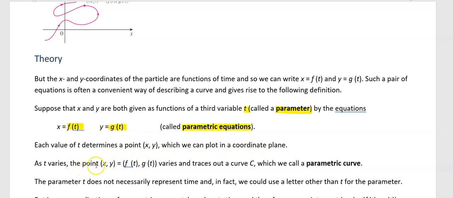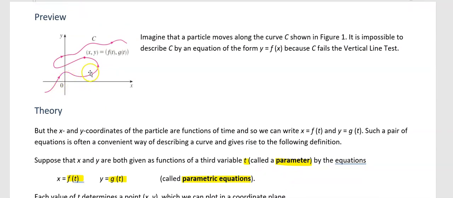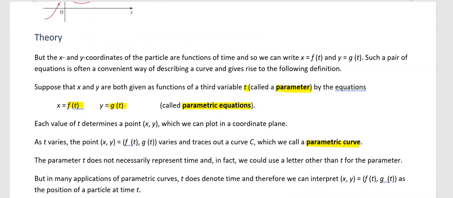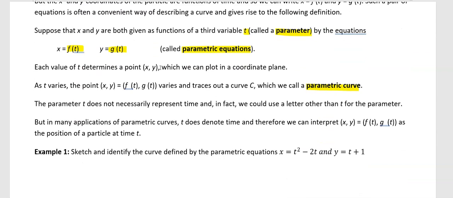As t varies, the point x y, which is f of t, g of t, varies and traces out a curve C, which we call a parametric curve. So this curve up here that we saw in the beginning could be mapped out using these two parametric equations, f of t and g of t, and they would create the ordered pair that we would plot, and the curve that results is a parametric curve.